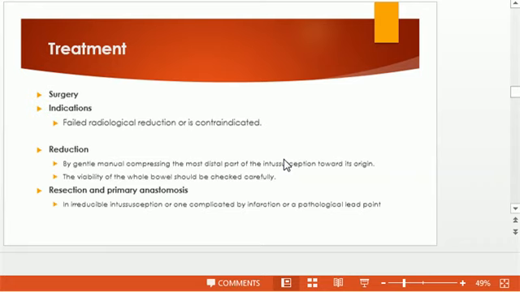When it is not possible to reduce, or there is a lead point, or when the gut is ischemic, or there is gangrene of the gut, obviously the choice is resection and primary anastomosis. So in irreducible intussusception, or one complicated by ischemia, or when there is a pathological lead point, as we know in this particular patient there is a lead point, what is the choice of surgery? We have to resect the gut and a primary anastomosis is done.